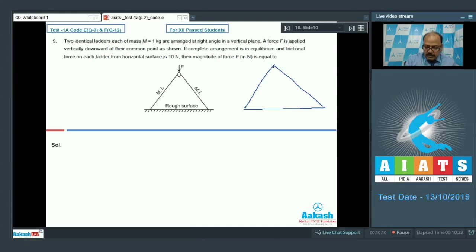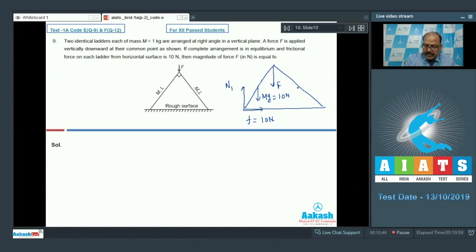The forces are, there is force F here, whose magnitude we have to find. There will be weight of the left ladder, which is mg or 10 Newton. There is normal reaction here. Let's say it is N1. And there is friction whose magnitude is 10 Newton.